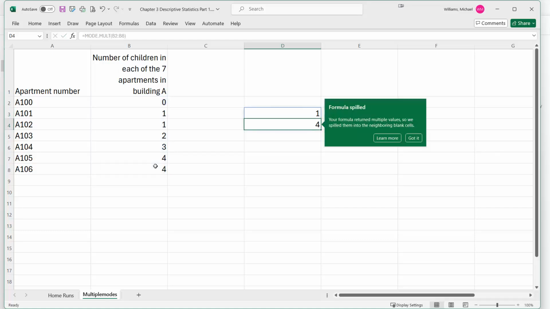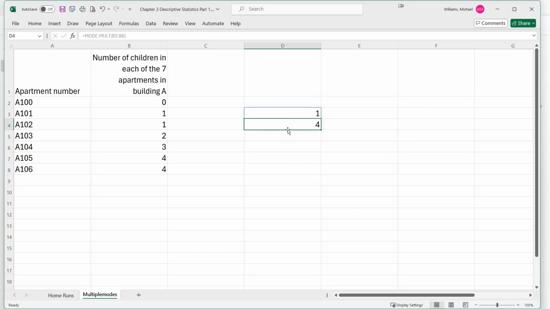Formula spilled, yes. See, if there's more than 1, it will create, this is called an array, when you have more than 1 cell. So it put the formula in 2 places because there's 2 modes. If we had 3 modes, it would have had 3 or 4 or 5 or 6. So when you calculate the mode, you have to be careful and maybe leave space underneath, especially if it's a big data set. You won't know how many modes there are. If you have a big data set, there could be hundreds of modes, you know, if you have millions of pieces of data. So leave some space underneath.